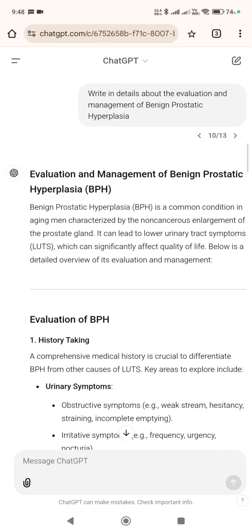Evaluation and management of benign prostatic hyperplasia, BPH. Benign prostatic hyperplasia, BPH, is a common condition in aging men characterized by the non-cancerous enlargement of the prostate gland. It can lead to lower urinary tract symptoms, LUTS, which can significantly affect quality of life. Below is a detailed overview of its evaluation and management.